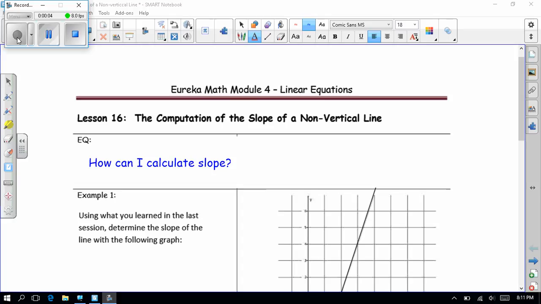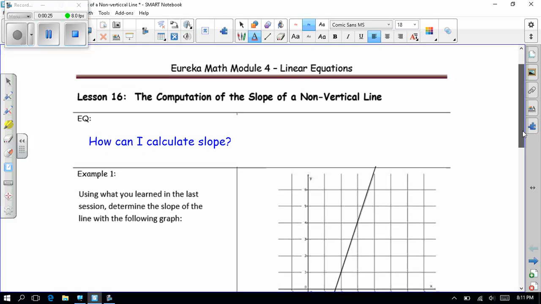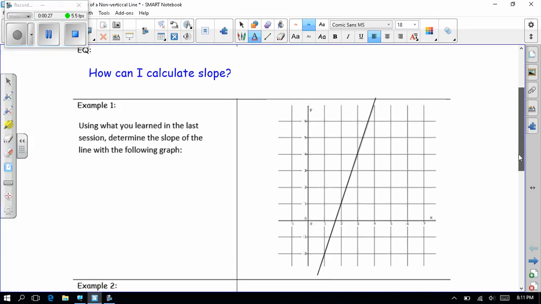This is lesson 16 of Module 4, the computation of the slope of a non-vertical line. You should be on page 21 of your module, and your essential question for this lesson is, how can I calculate slope? Examples 1, 2, and 3 on pages 20, 21 and 22 are kind of reminders of what we did yesterday, building on the topic that we learned yesterday. And what we're going to do is identify some points and identify the slope between the points.